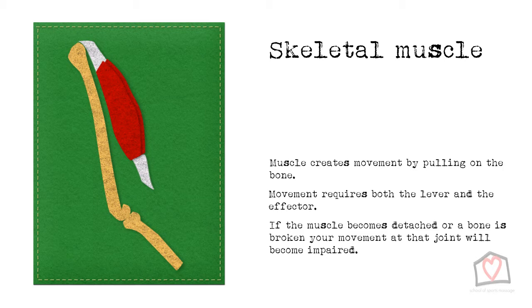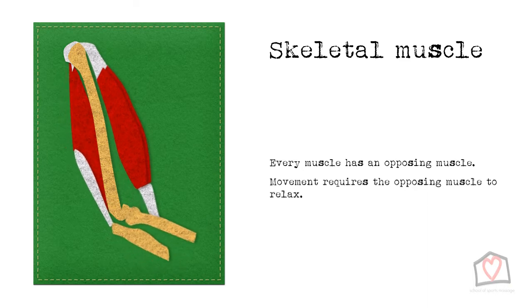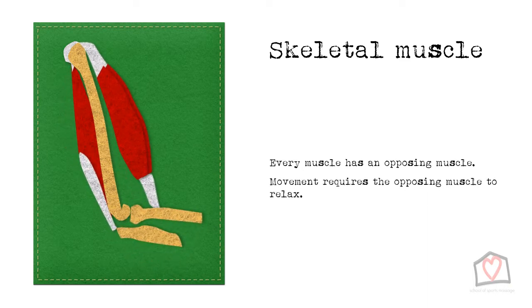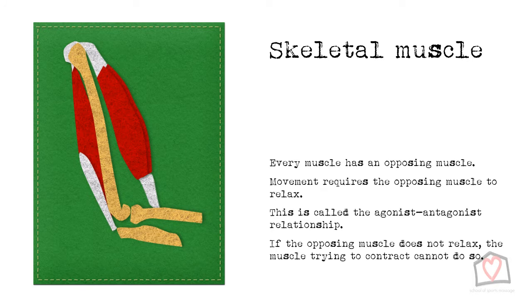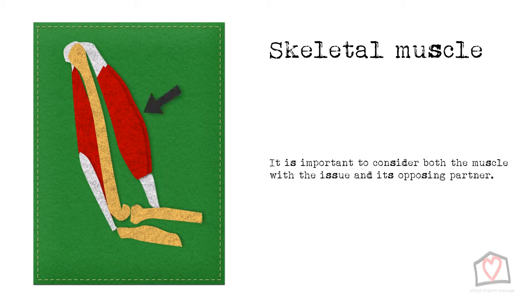The other factor to consider in muscle movement is that every muscle has an opposing muscle. So not only do you need the lever and the effector, you need the opposing muscle to relax as the effector contracts. This is called the agonist-antagonist relationship. We will go into more detail with that shortly, but for now, if the opposing muscle does not relax, the muscle trying to contract cannot do so. When treating muscles, it's important to consider both the muscle with the issue and its opposing partner. Another reason why knowing your muscles is important.